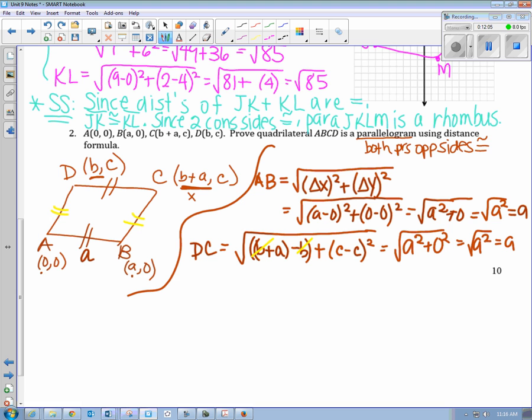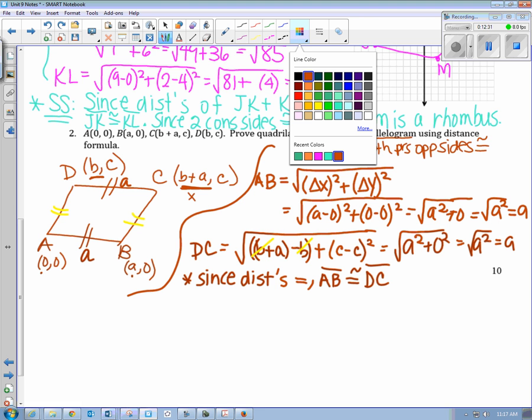So because of the work that I just did, I know that since the distances are equal, AB is congruent to DC. That's one pair of opposite sides are now congruent. Now I'm going to go back and I'm going to do the same thing with the other two sides. This is a little bit longer of a problem. We're in charge of showing all of our work for this.